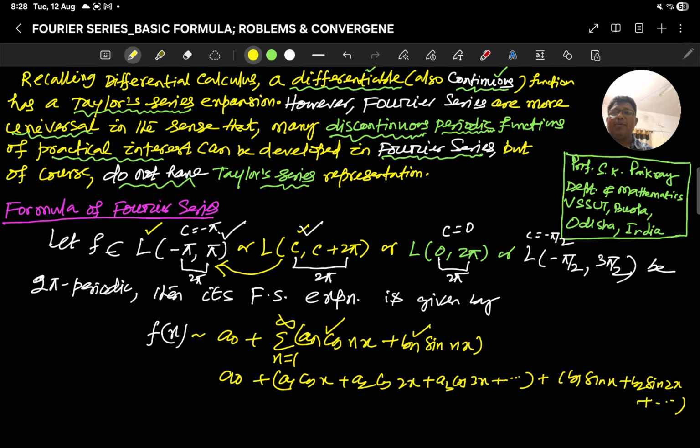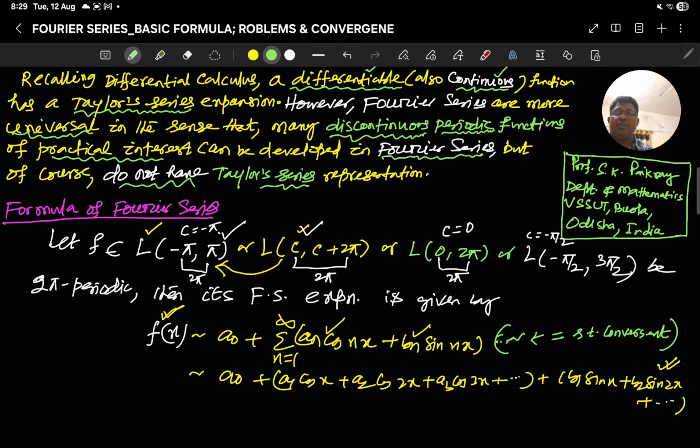You see, the left hand side is a function, however the right hand side is an infinite series. So how can a function be equal to an infinite series? That's why I write this approximately the same. This equality will be ensured subject to the convergence condition. Now this sign is replaced by the equal sign subject to the condition that the series is convergent. I will discuss convergence later on.